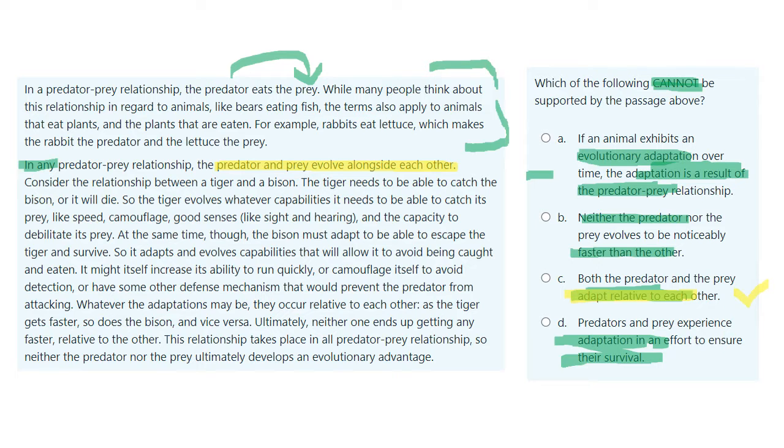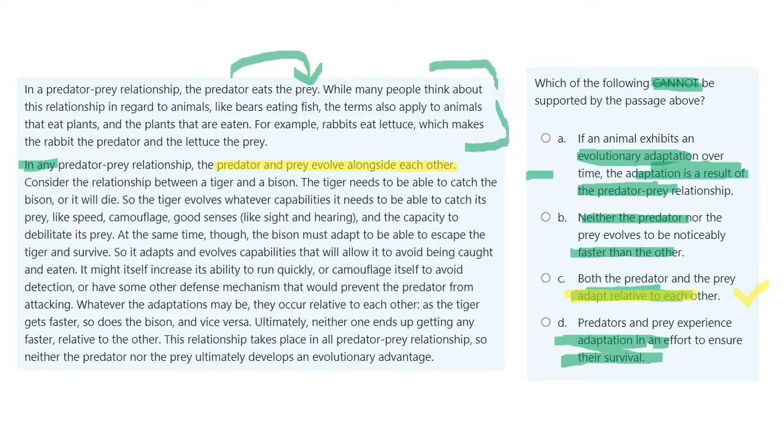Consider the relationship between a tiger and a bison. The tiger needs to be able to catch the bison or it will die. So the tiger evolves whatever capabilities it needs to catch its prey, like speed, camouflage, and good senses like sight and hearing, and the capacity to debilitate, so to stop its prey.